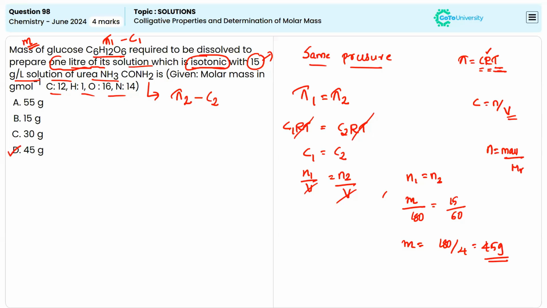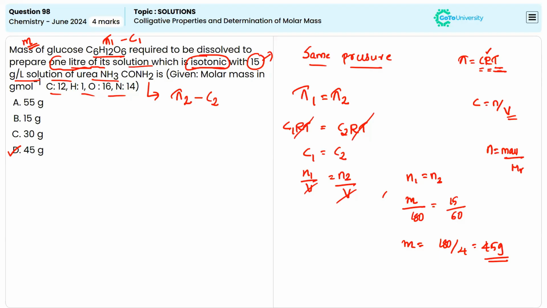So this is how we are calculating the mass of glucose. The term given in the question, isotonic, is the key for this answer. That is important. So this is the first question.